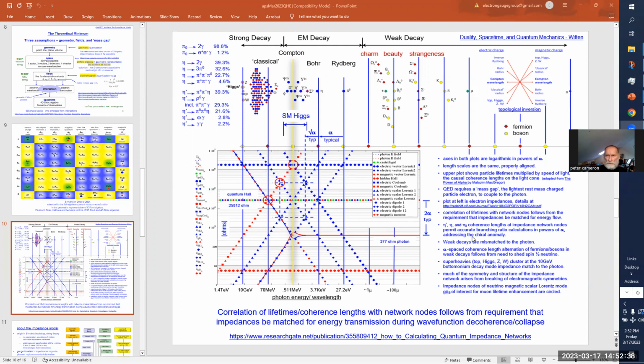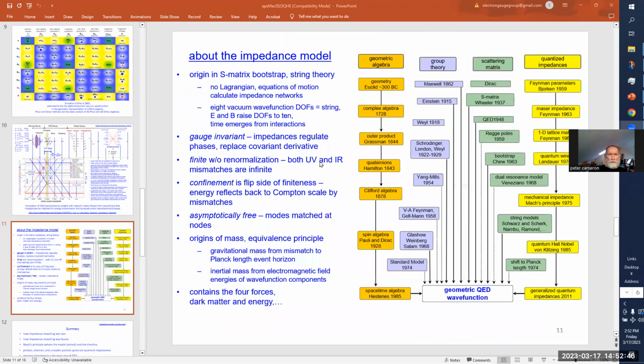So is there anything else we want to say here? Again, the Witten's paper on and how to calculate. So about the impedance model, its origin is in the S matrix bootstrap, which is also the timeline of string theory. There's no Lagrangian. The equations of motion calculate the impedance networks, and so the bootstrap, they were foiled by a few things there.